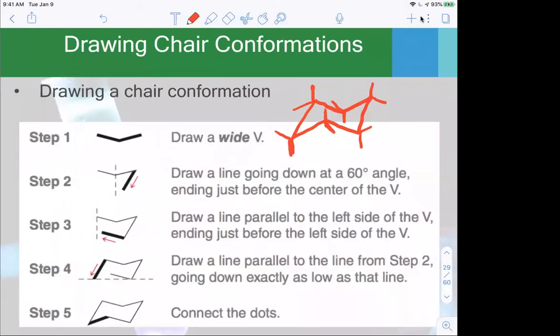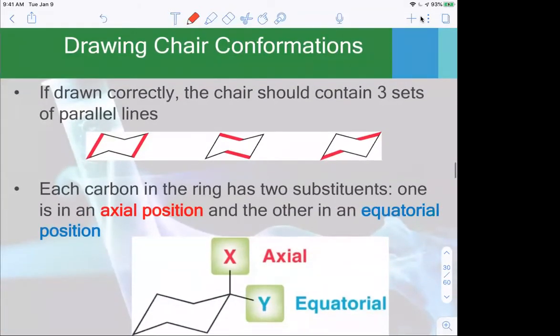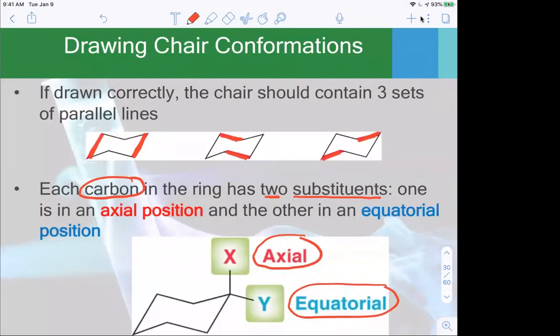So you need to be able to draw a chair. You start with just drawing the cyclic part, and then you want to be able to add in bonds because those bonds are going to be really important. So if you draw things correctly, you're going to have 3 sets of parallel lines. And this takes some practice in order to do this. Every carbon has 2 substituents, right? There's 2 other bonds to it besides carbon. One is going to be axial, which is up and down, and one is equatorial, which is this sideways positioning.